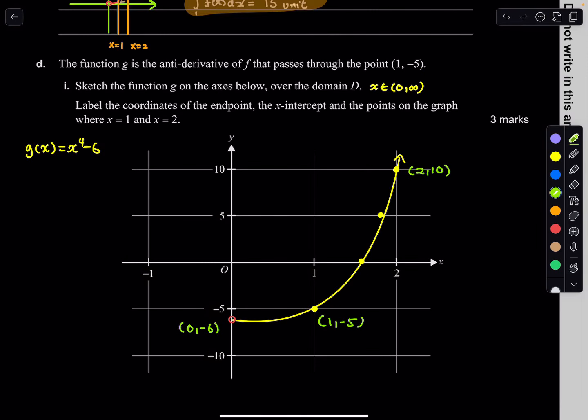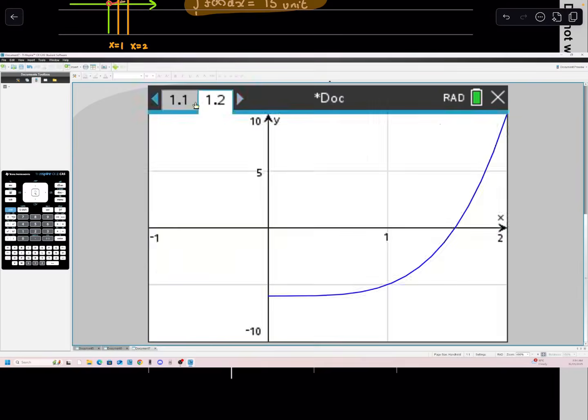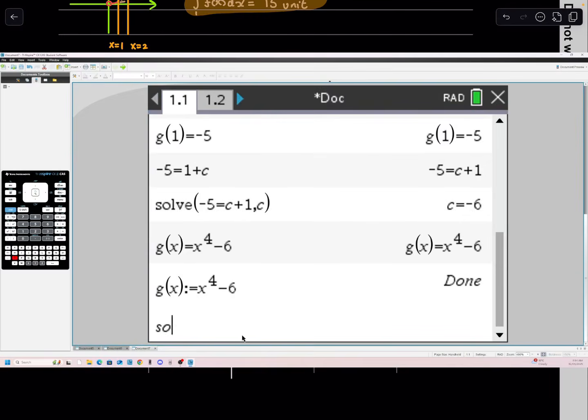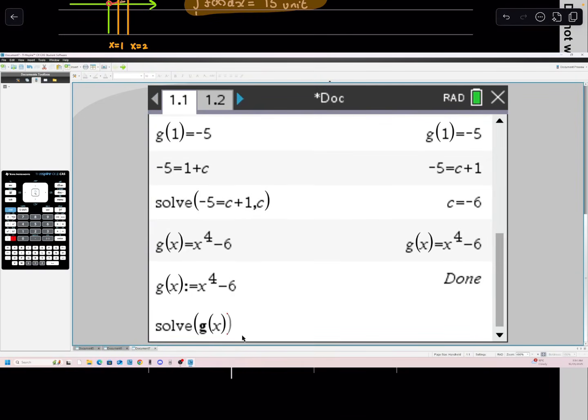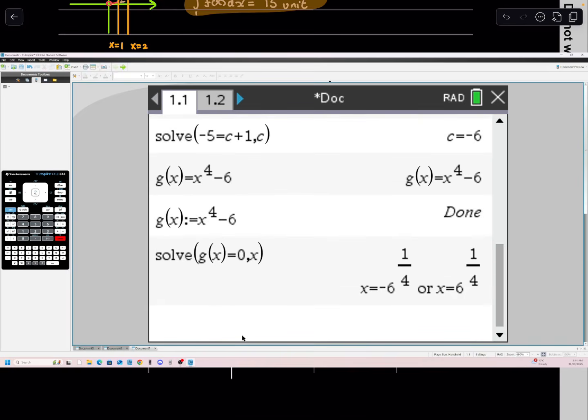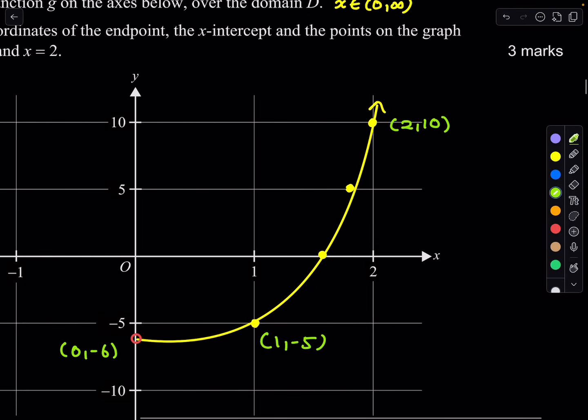To find the x-intercept, you remember, just let g of x equal 0. So go back to our CAS, solve g of x equals 0, comma x, and we get this here, which is basically the 4th root of 6. You can write it like that, yeah? The 4th root of 6. So let's write that down. So the 4th root of 6 is 0.